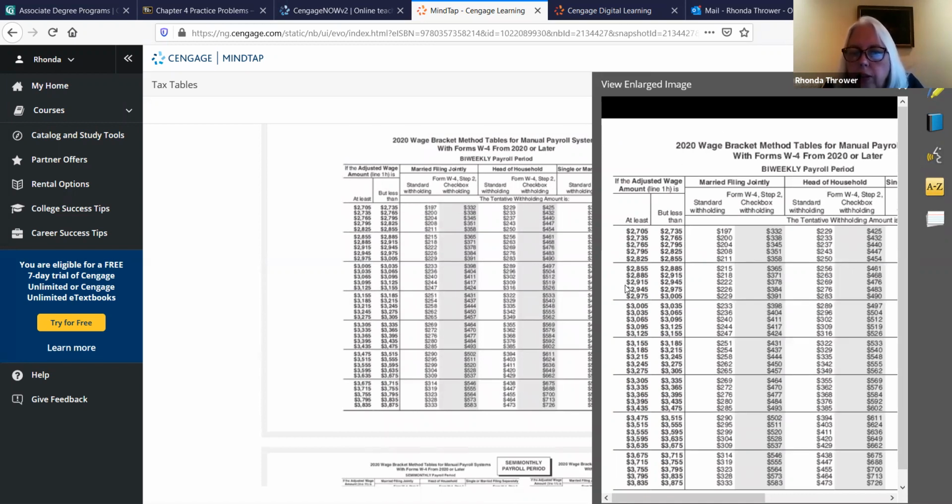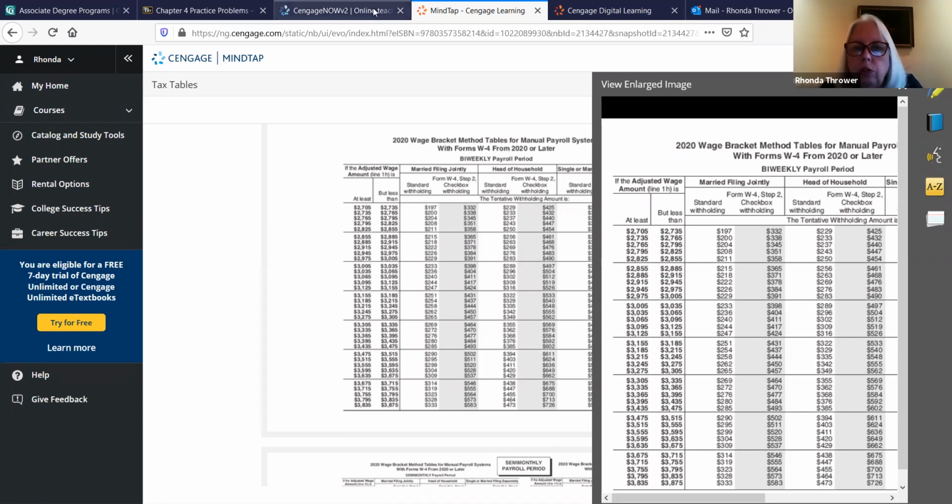And we're going to find where our salary falls in between these threshold amounts. The amount of the salary was $3,010, so it falls in between 3,005 and 3,035. I've got to know the marital status of our employee, and they are married filing jointly. So the amount would be $233.